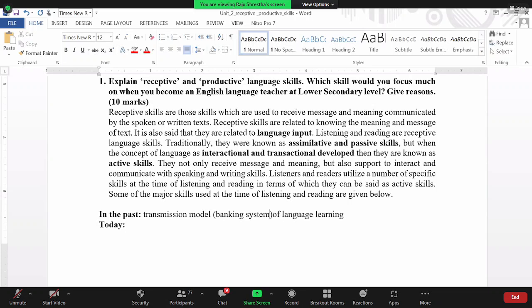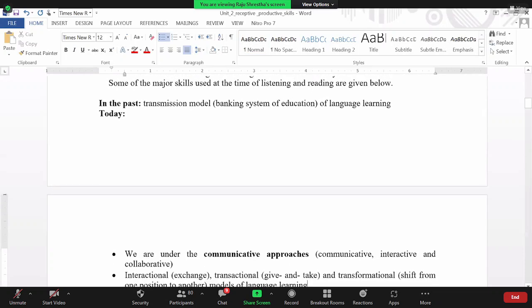Banking system भनेको banking system of education भनेको विद्यार्थीको दिमागलाई बैंकको एकाउन्ट सम्झने अनि टिचरले त्यहाँ चाहिँ पैसा जम्मा गरे जस्तो नलेज जम्मा गरिरहने के अनि त्यहाँबाट इन्ट्रेस्ट खोज्ने ब्याज खोज्ने हैन. This kind of banking system of education was practiced in the past. This was in transmission model. तर अहिले हामीसँग के छ भने हामीसँग interactional, transactional, transformation model in language learning.